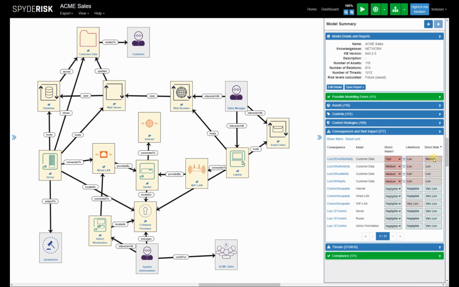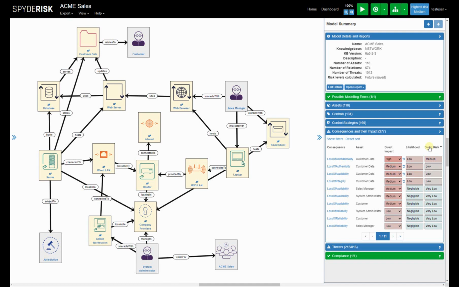Also just to be clear, in this particular panel on the model summary, the way they're ordered will be that the highest direct risk will always be listed first at the top. Yeah, that's the default. So you can see the little arrow there by direct risk. You could sort by likelihood or impact. Looking at the direct risk is a good place to start, because then you're basically saying, what's my biggest problem? Let's go from there.